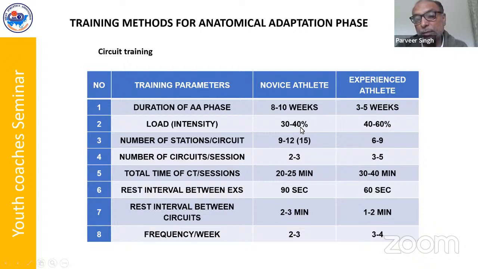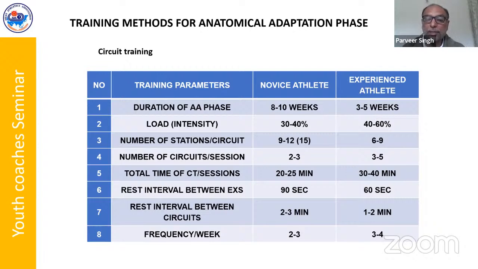How much percent load should you go? If your athlete is a junior or novice athlete, you can go 30 to 40% of the load. You should not lift more than that. But if you have a mature, experienced athlete, you can go for 40 to 60% load. And for a beginner, you need a longer duration, 8 to 10 weeks, even more than that. But if your athlete is already trained, has a good training age and is 18 plus, then you can go for 4 or 5 weeks.